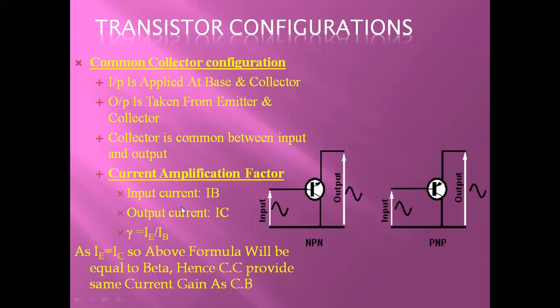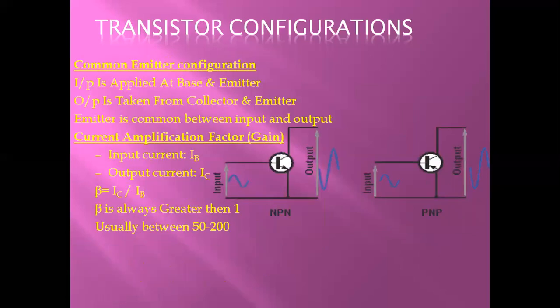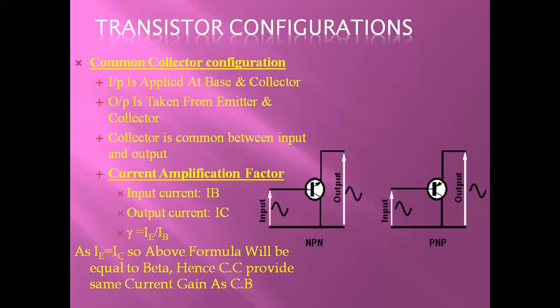Let the input current be IB and the output current be IE, and let the ratio be specified with gamma, that is IE by IB. From the formula, gamma is equal to IE by IB.